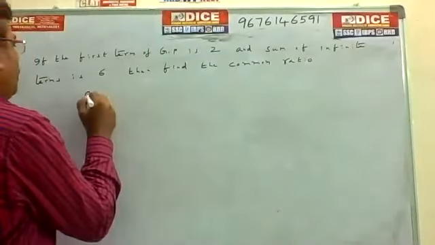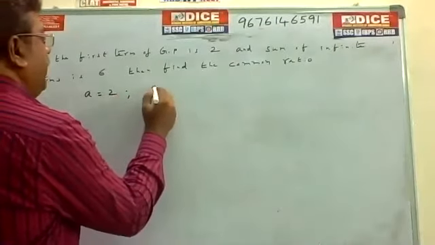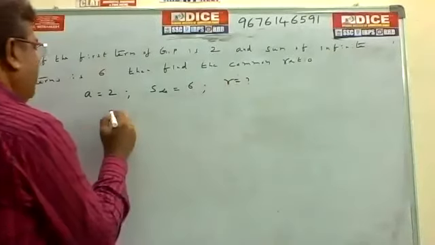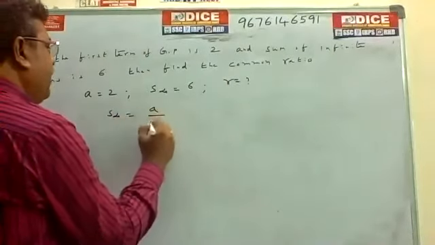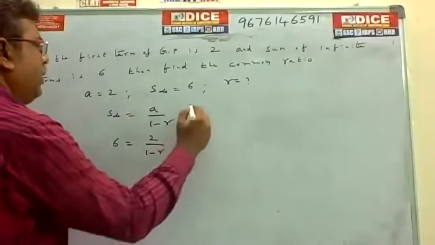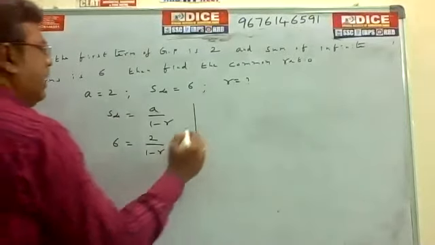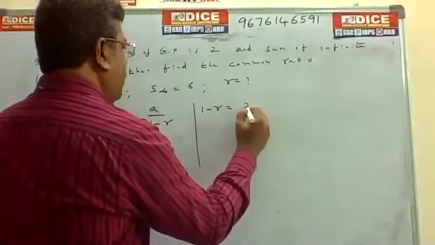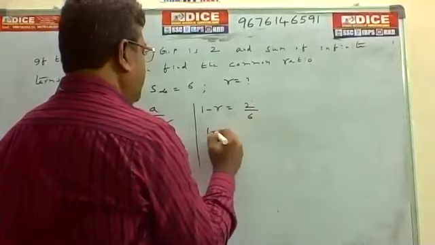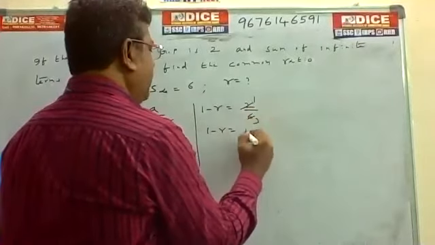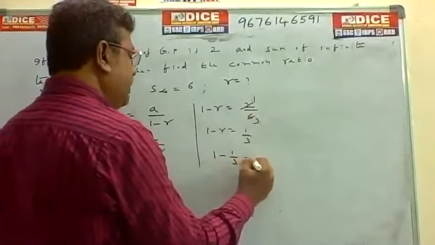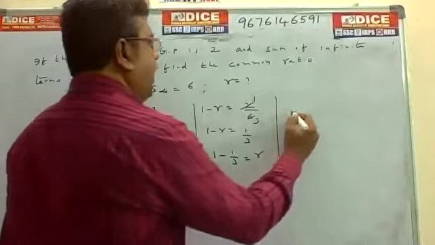See here. a is equal to 2, S infinity is equal to 6, and r is the question. The formula for S infinity is a by 1 minus r. So 6 is equal to 2 by 1 minus r. Then 1 minus r is equal to 2 by 6, which is 1 by 3. Moving 1 by 3 to one side and r to the other, 1 minus 1 by 3 is equal to r. So I take the LCM 3.